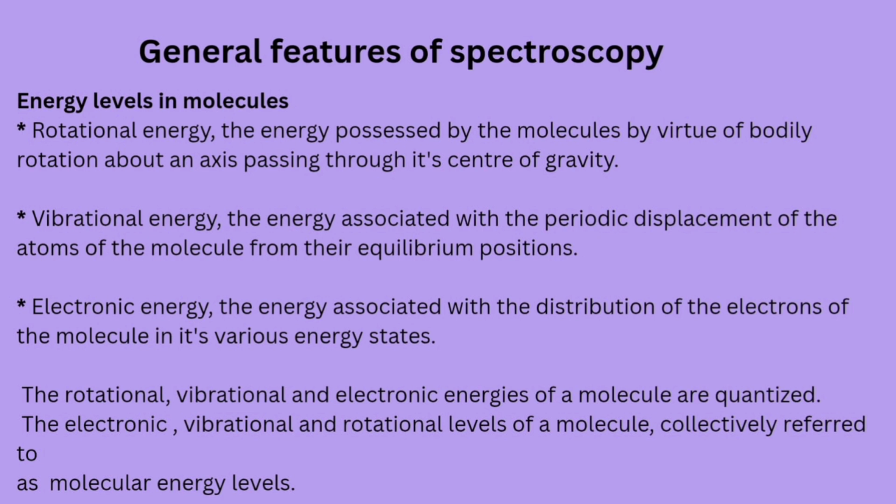Let's see the general features of spectroscopy. Energy levels in molecules, that are rotational, vibrational and electronic. We can see rotational energy level, the energy possessed by the molecules by virtue of bodily rotation about an axis passing through its center of gravity. The second energy is the vibrational energy, the energy associated with the periodic displacement of the atoms of the molecule from their equilibrium position. Third one is electronic energy, that is the energy associated with the distribution of the electrons of the molecule in its various energy states.